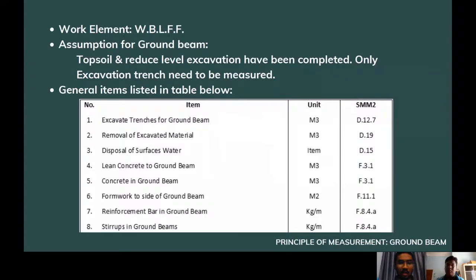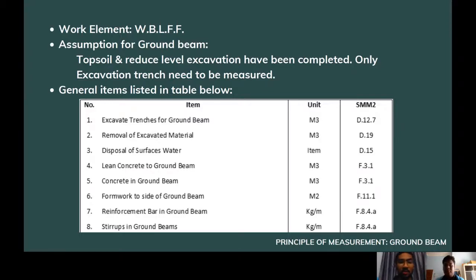The work element of ground beam is work below lowest floor finish, WBLFF. The assumption made for this discussion for ground beam is that topsoil excavation and excavation to reduce level have been completed. Only excavation of trench for ground beam needs to be measured.